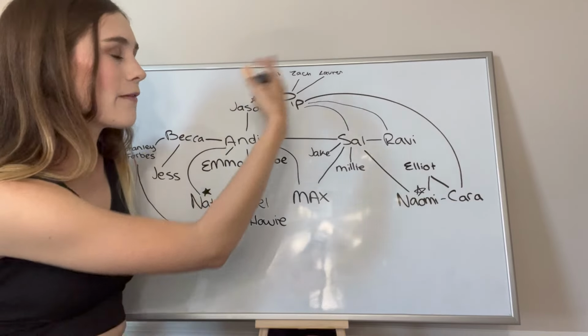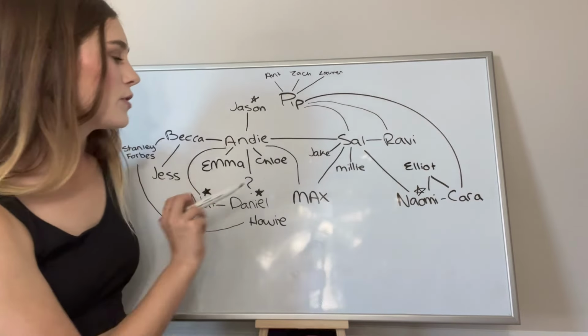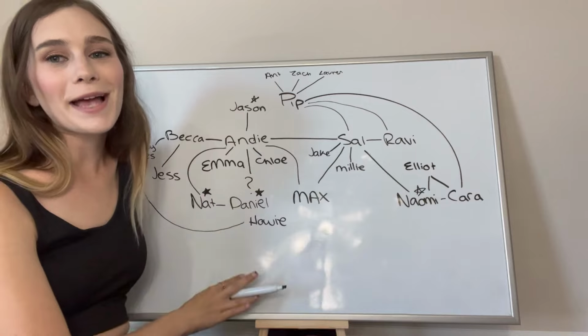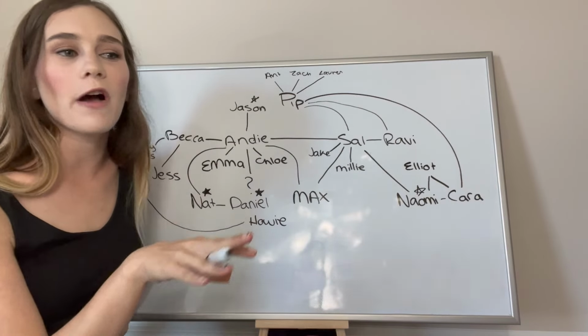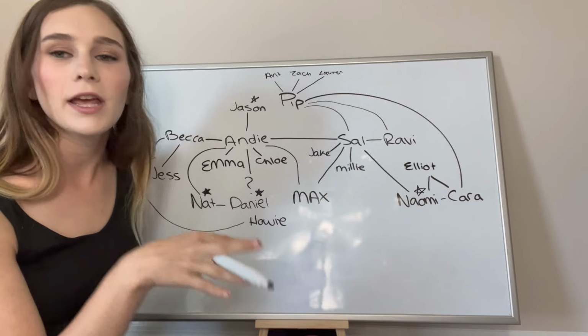So that is when everything is starting to come together. So then Pip decides to go to Howie's house to confront him. I swear, the amount of dangerous situations and the amount of confrontations this girl puts herself in is unreal.